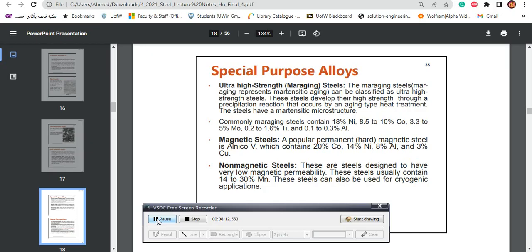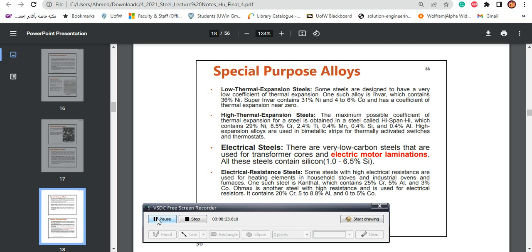Non-magnetic steels have 14 to 30% manganese. Non-magnetic steels can be used for cryogenic applications. Low thermal expansion steels have 36% nickel and 4 to 6% cobalt. High thermal expansion steels have a high percentage of nickel, about 29%, and a high percentage of chromium. Electric steels are used for electric motor laminations, and they contain silicon.